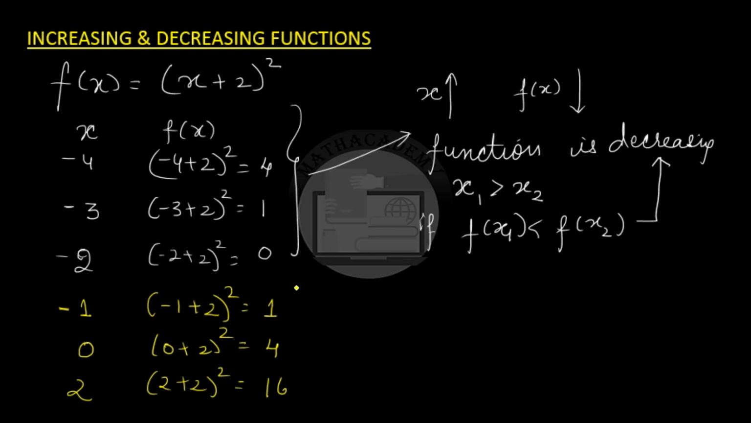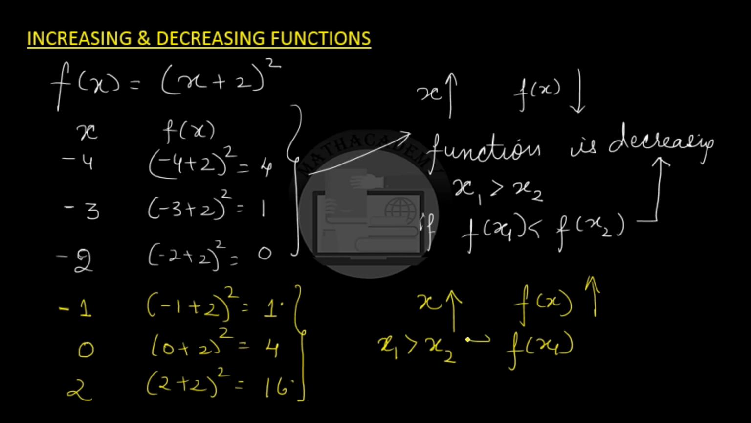So what do we see? That here after minus 2, as x is increasing from minus 1 to 2, we see that our f of x is also increasing from 1 to 16. Correct? So we see that when x1 is greater than x2, then f of x1 is also greater than f of x2, and therefore in this part the function is an increasing function.